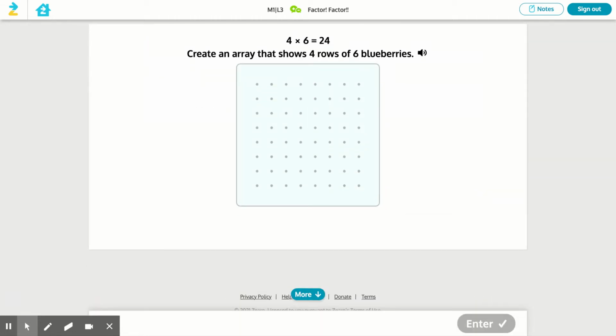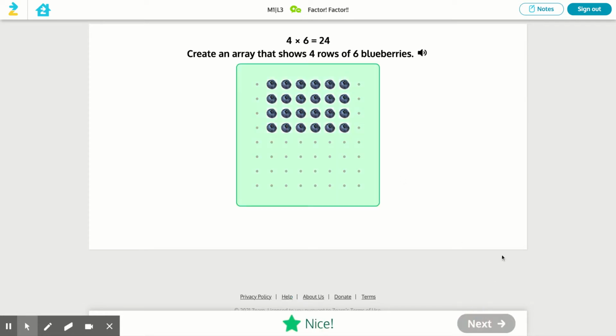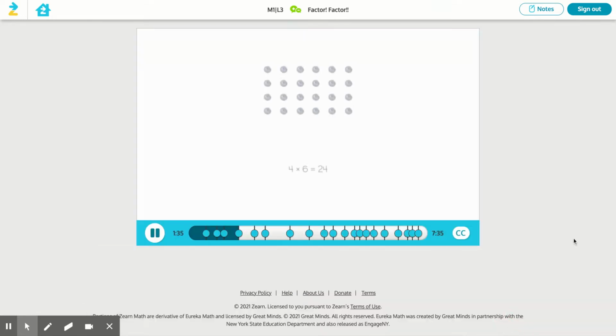All right, guys. So now I'm going to draw a blueberry array for us. And so we were told that there were 4 rows. That means 4 groups going down. So I'm going to draw my 4 rows. 1, 2, 3, 4. We were also told that there are 6 blueberries in each row. So 1, 2, 3, 4, 5, 6. I could count the second row. 1, 2, 3, 4, 5, 6. But because we know that we're creating equal groups, we know that we can just fill out the rest of these lines. This array shows 4 rows of 6 blueberries.